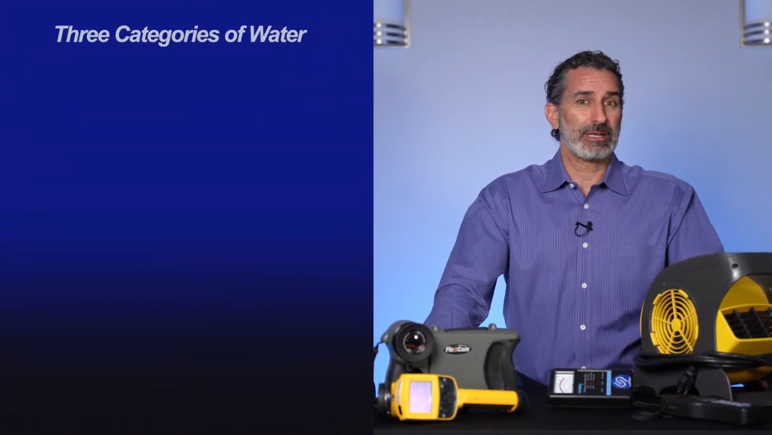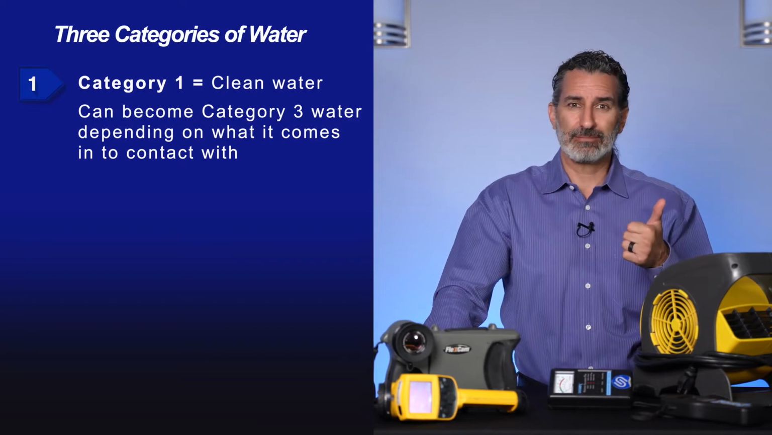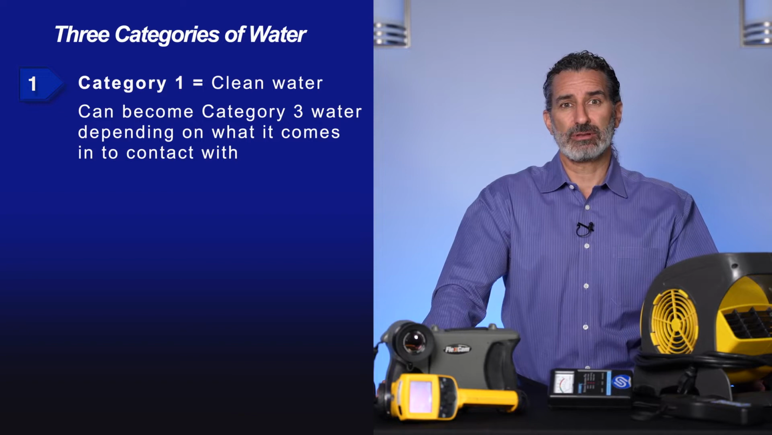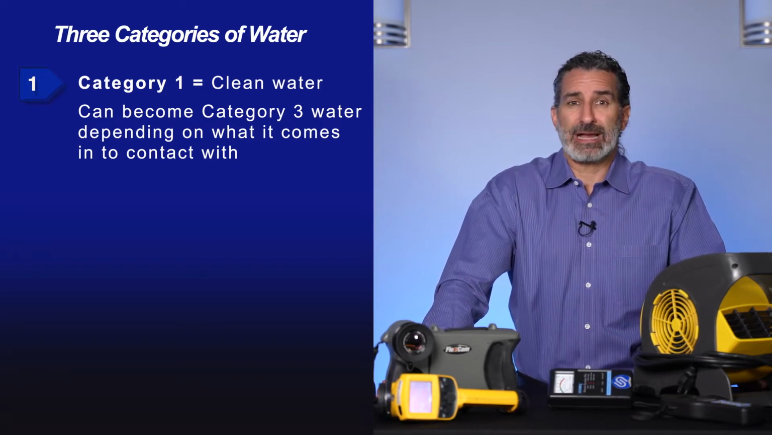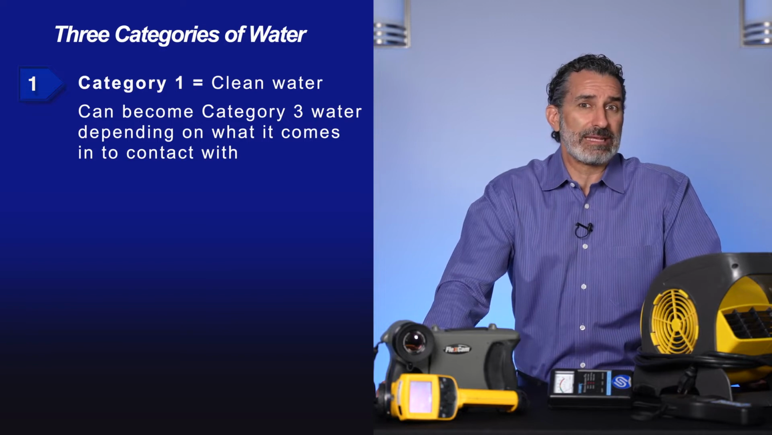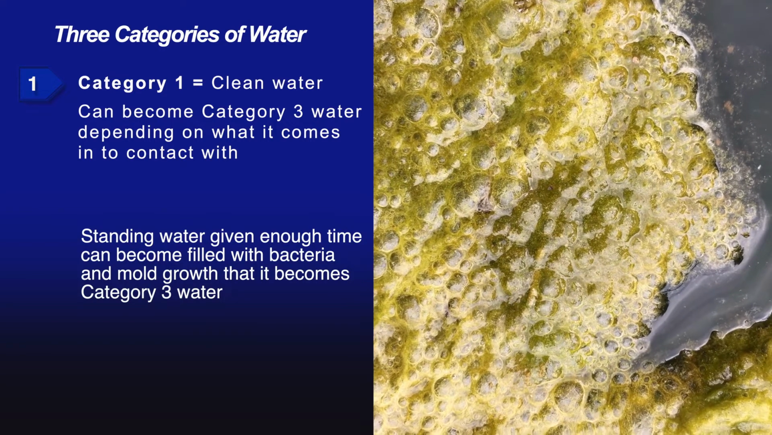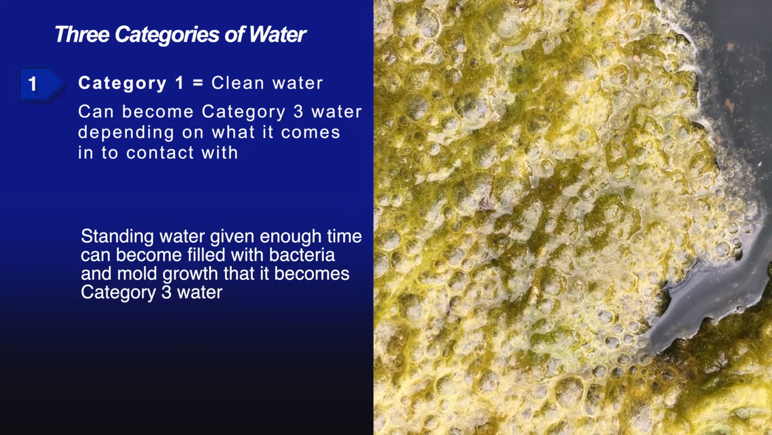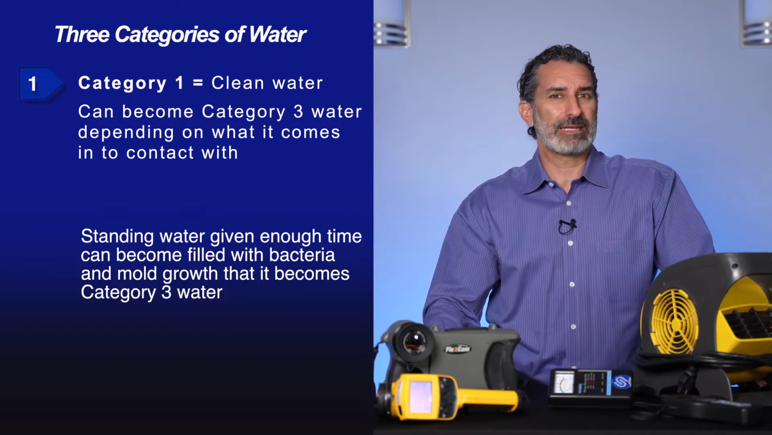Water can degrade in its category. Category 1 water can become Category 3 water given time or depending upon what it comes into contact with. So an example might be if you are a snowbird and you leave your house and you have a refrigerator line that leaks, but you're gone for 3 months. By the time you return, there will be significant bacterial and mold growth in your building that is no longer going to be considered Category 1 water that is standing on the floor, but it will be degraded to Category 3.